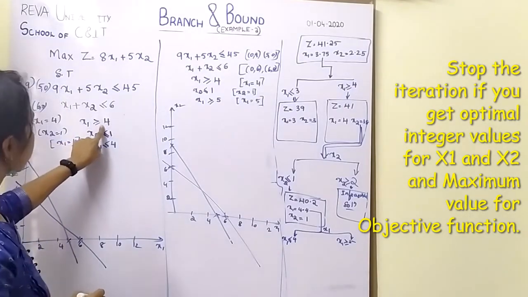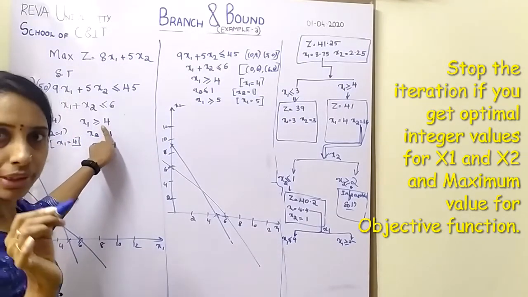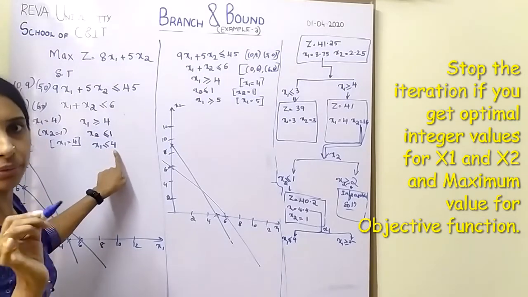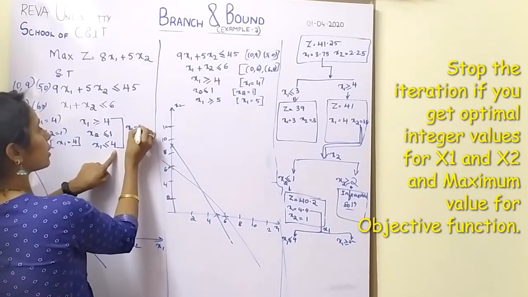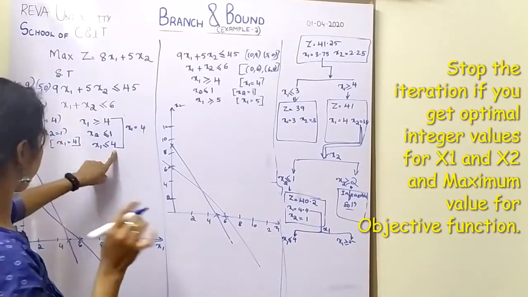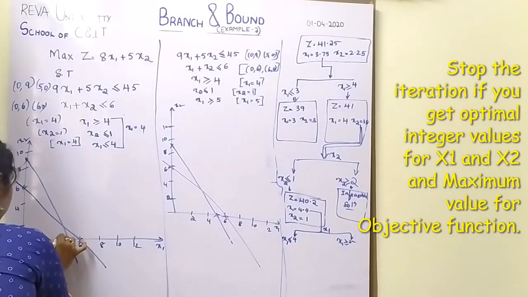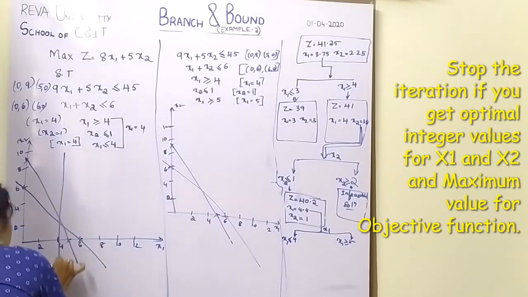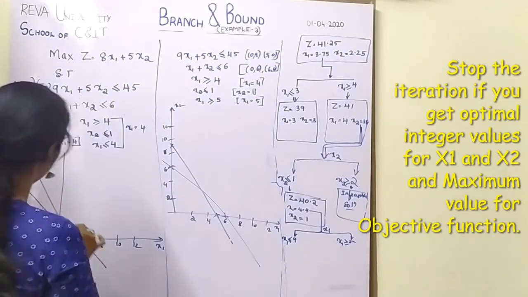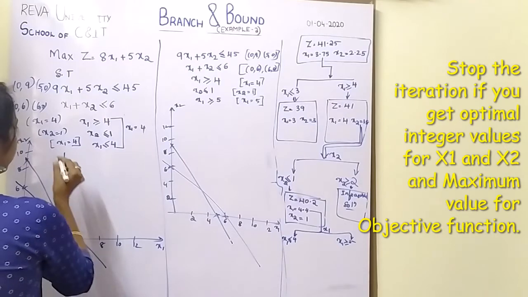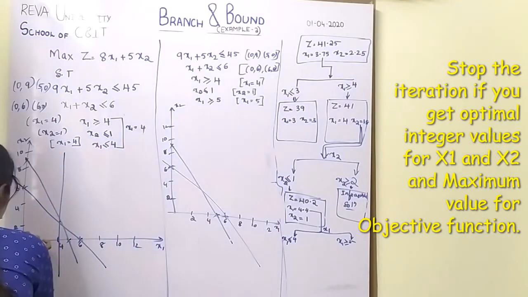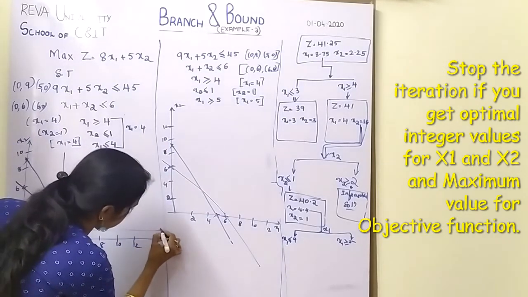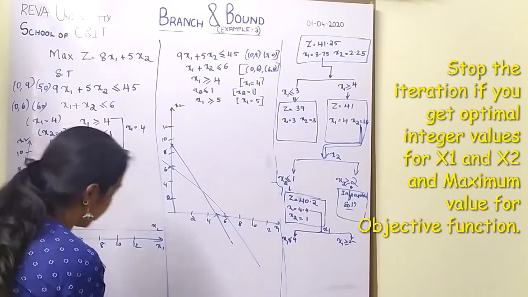Then x1 is greater than or equal to 4, x1 is less than or equal to 4. We have both the constraints here. So let us consider this as x1 is equal to 4. Okay. So this is one more point. Then x2 is less than or equal to 1. So this is one more point.